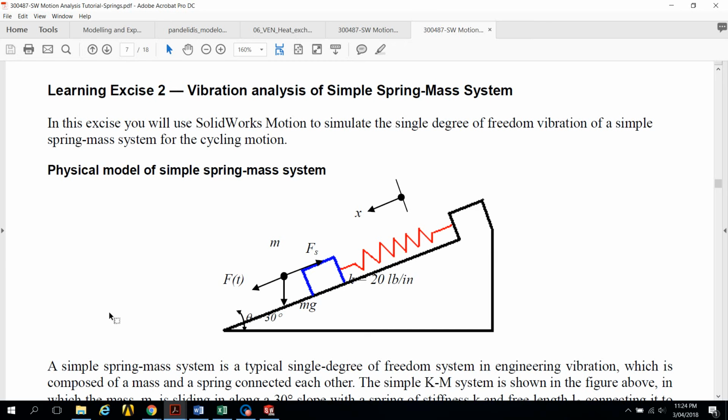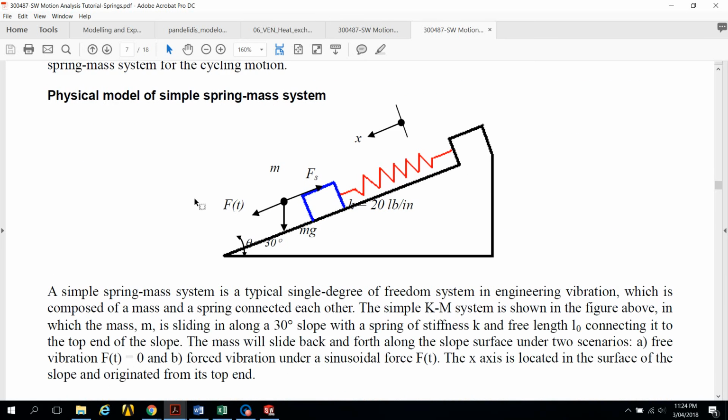So we have a mass, the blue box here. We're going to have a spring, and we have a certain angle for this edge. Pull the body downward, and it's going to go up once again due to the vibration we're going to have in this spring. And simply the physical model of the spring mass system.